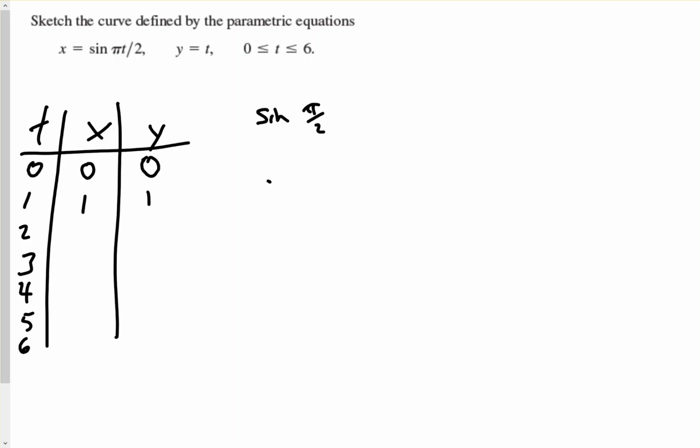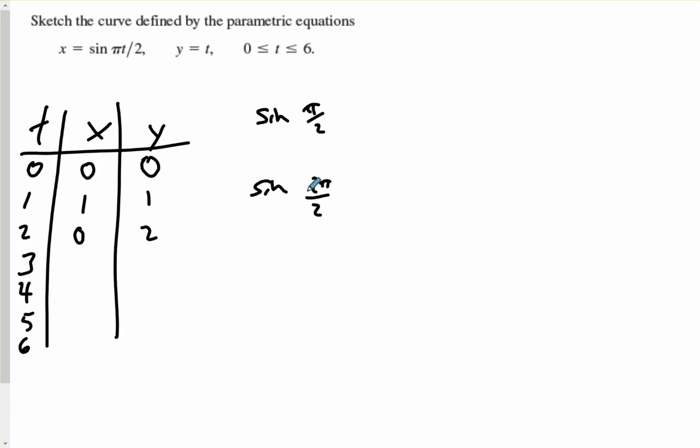When t is 2, we have sine of 90 times 2, so that's 2 pi. Sine of 2 pi over 2, what will that be? Well, sine of 2 pi is 0, right? 0 over 2, 0. Okay, and that means the y would be, y is equal to t, so y is 2. Okay, 3.